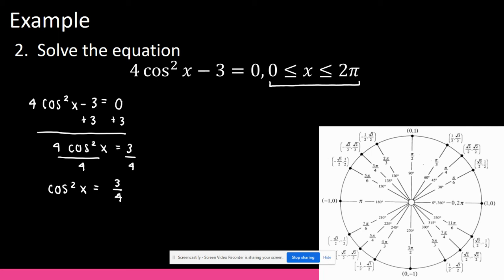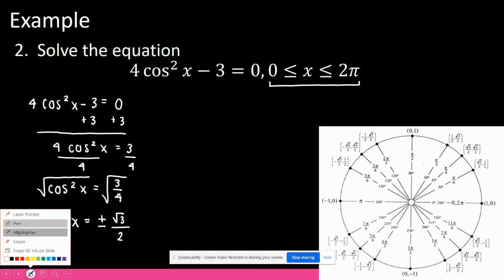And then we are still not quite done because I need to get the cosine by itself. So I'm going to have to take the square root of both sides. Now remember, when I take the square root, I don't have just one answer. I have 2 answers. I have both a positive and a negative. I can break up this fraction as the square root of 3 divided by the square root of 4, but the square root of 4 is a perfect square, and that turns into 2 in our denominator. So we have the cosine of x equals both positive and negative square root of 3 over 2.